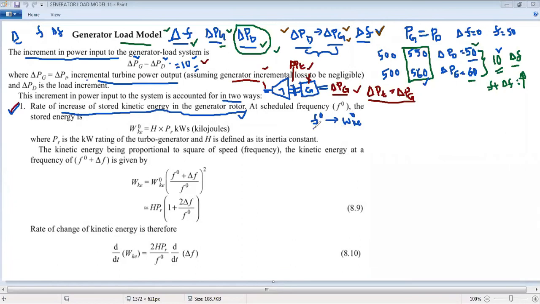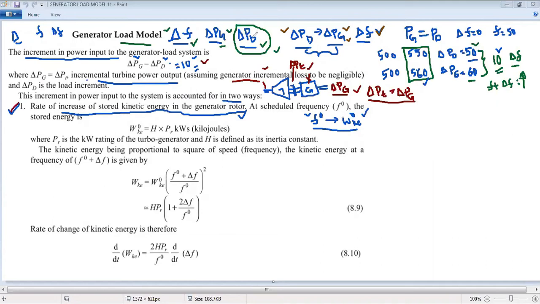It is without disturbance condition. Without disturbance means there are no changes in the load demand. Already some load exists and we are generating some power. Both are balanced, so there is no disturbance at all, and we are maintaining the frequency F naught. Corresponding to that, the stored kinetic energy is WKE naught. So this is the case here.